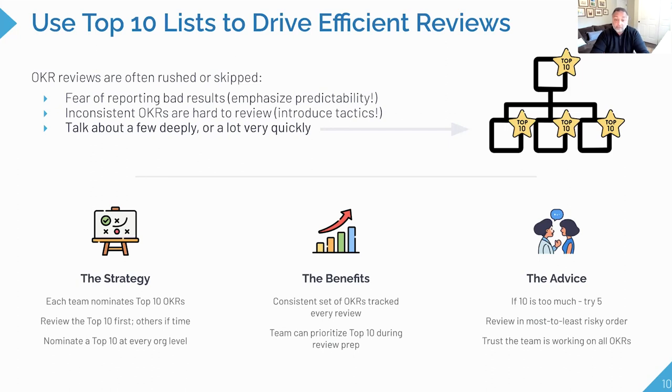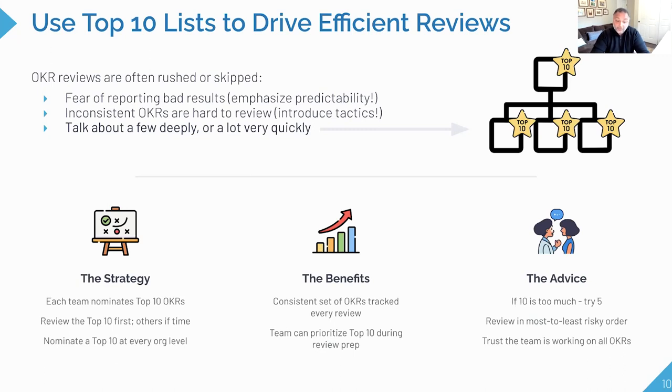So that's the strategy. What are the benefits of doing this? So the most obvious benefit is you'll have a consistent set of OKRs that are tracked every single review. It also makes preparing for the reviews easier for teams because they can prioritize these top 10. You'll find that reviews will be easier to prep for, they'll finish on time, and they'll yield useful discussions. And finally, my advice on implementing this strategy, if top 10 is too much, go with top 5, go with top 7. The goal is to review a consistent set of OKRs every single time.